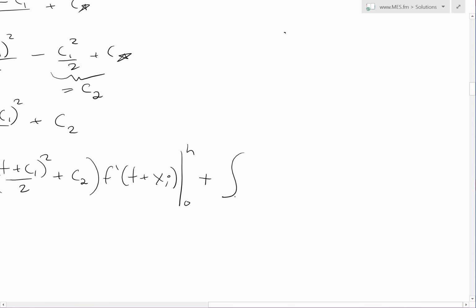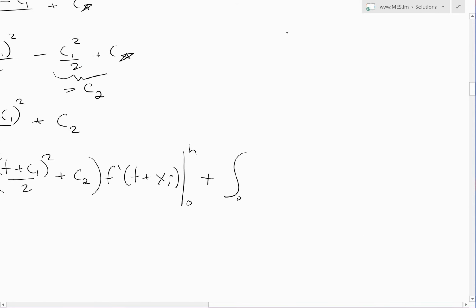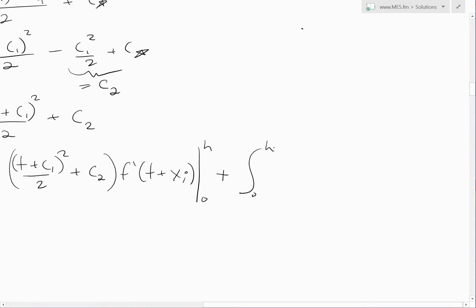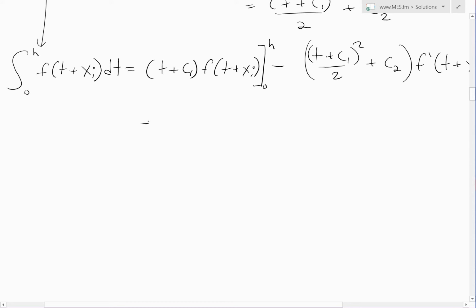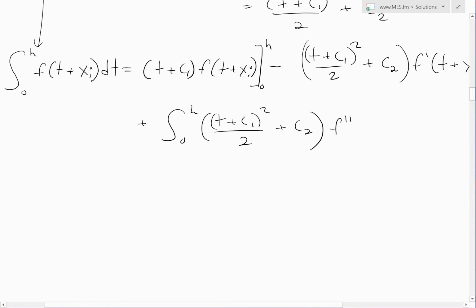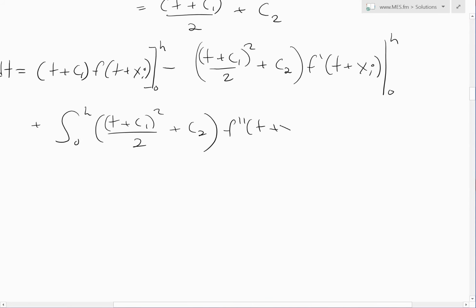Now we go integral from 0 to h of, actually I'll move it down here to make some room. So plus integral from 0 to h of now this part here, which is our new v, c1 squared divided by 2 plus c2, times the second derivative t plus xi, and then we have dt.